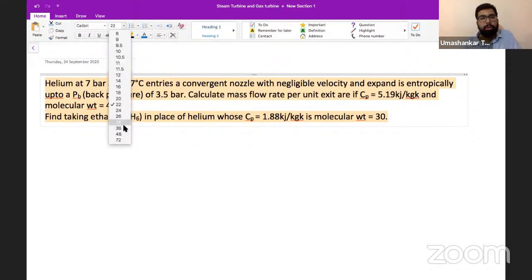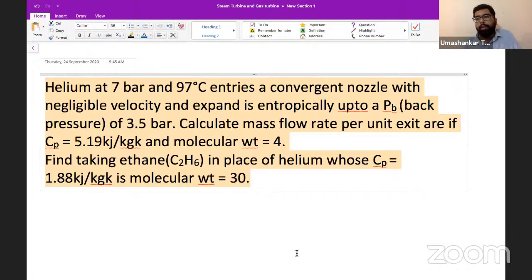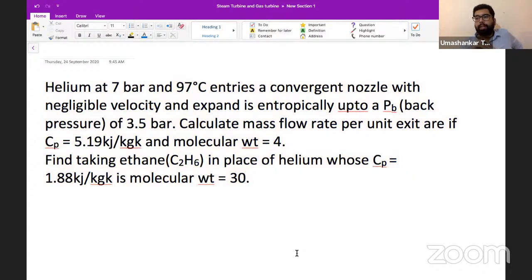Let me raise the font a little bit more. Okay, now it is very much visible to you. Now, could you please start solving the question? I am taking a pause here for 2 to 3 minutes, and I want everyone to attempt this question.